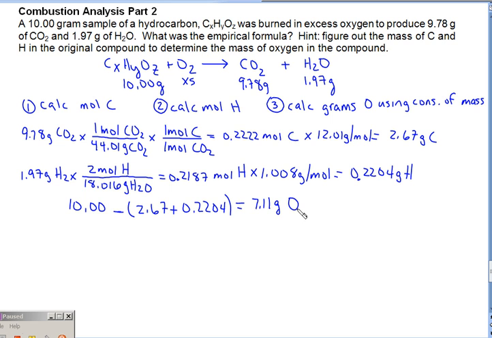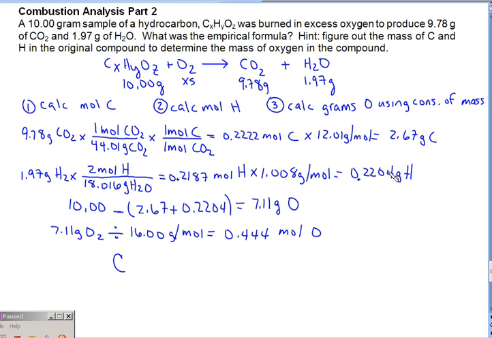Notice it's just O, it's not O2, because we're not talking about the diatomic right here. It's incorporated into a molecule. All right, now we're going to take our 7.11 grams of oxygen and convert it into moles of oxygen. And that is 0.444 moles of oxygen.